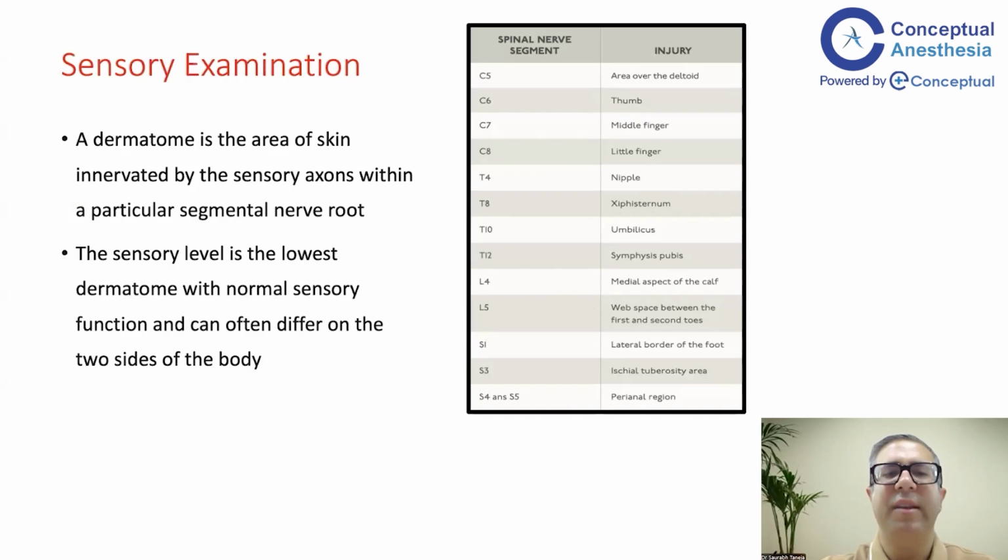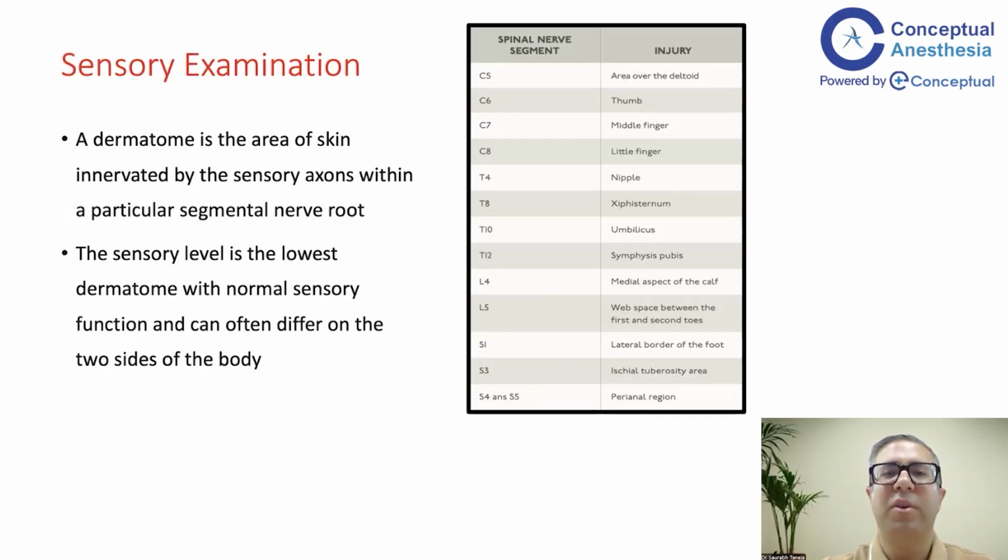Now, we talk about sensory examination. One thing we should know is what a dermatome is. A dermatome is an area of the skin innervated by the sensory axons within a particular segmental nerve root. So I talked about C5, C6, C7, C8 and so on, T1 to T12, L1 to L5, S1 to S5. They all innervate different areas of the skin, and for the specific nerve, the specific area that is innervated is called the dermatome.